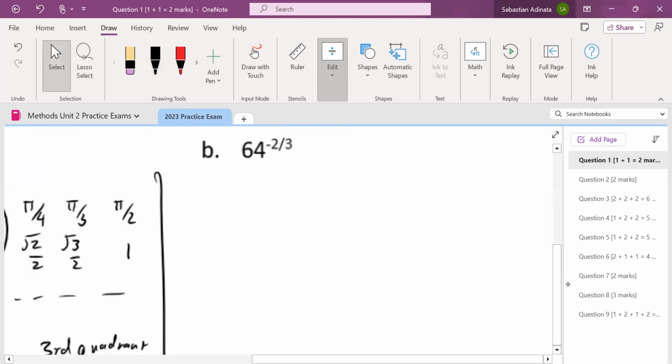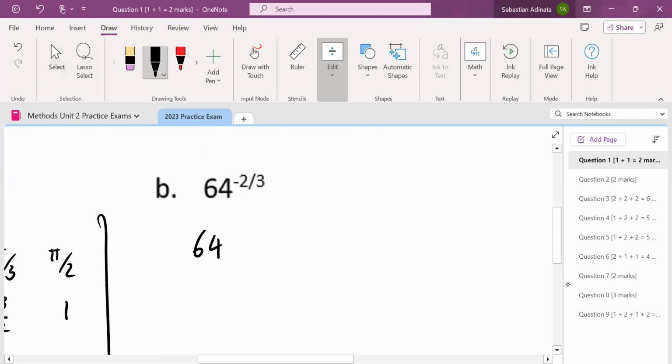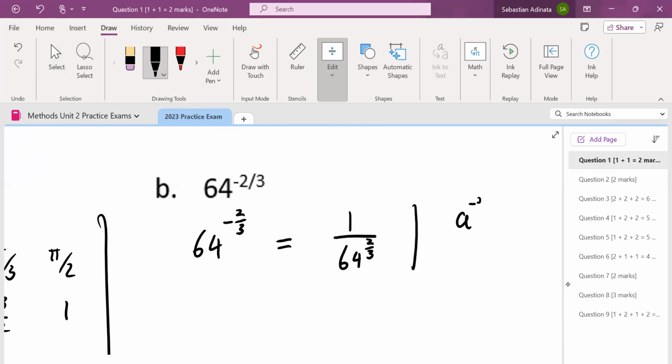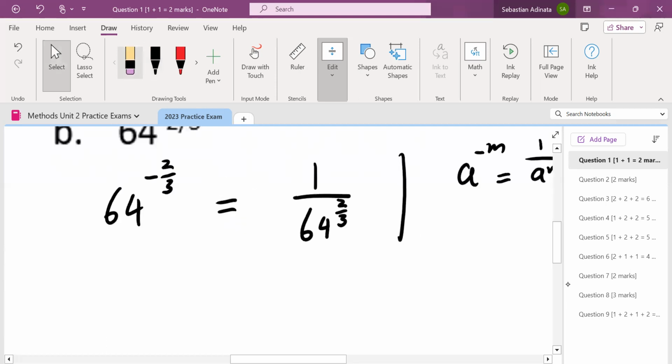Next, 64 to the negative 2/3. First thing that is annoying me is the negative. Now we know that you can change the sign of the indice and flip it. This is from this indice rule. You just put it on top. Now, the next thing that's annoying me is the fraction.